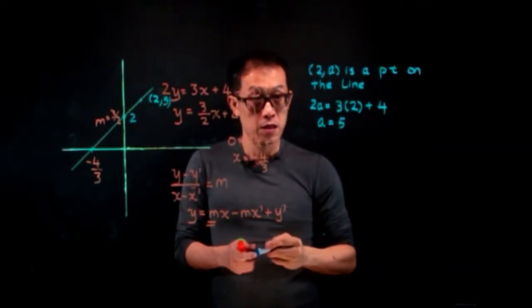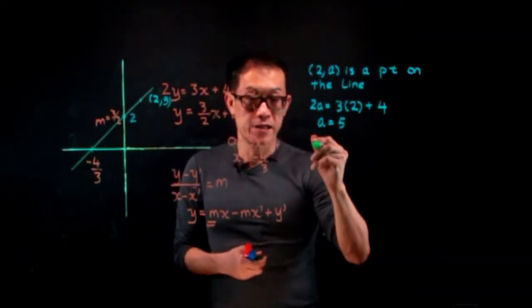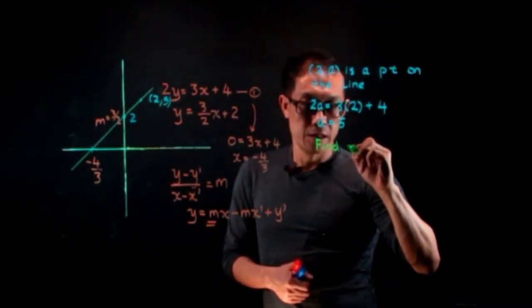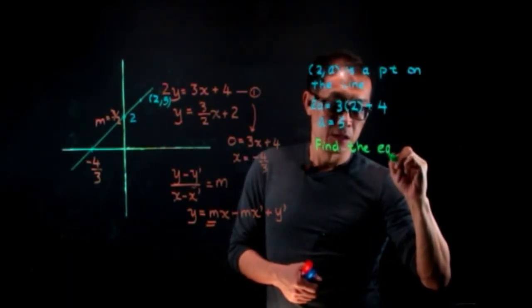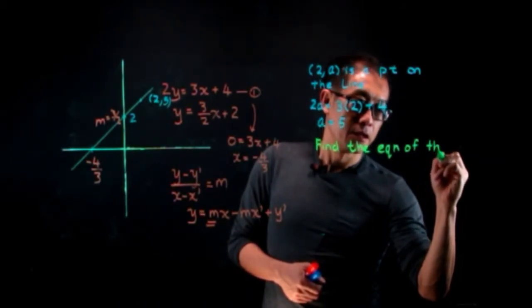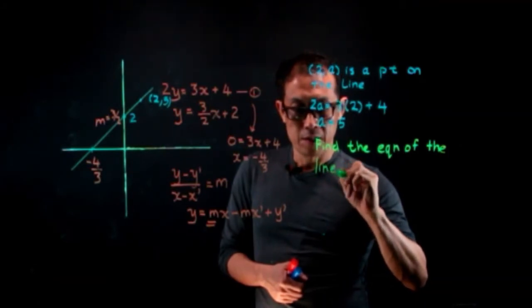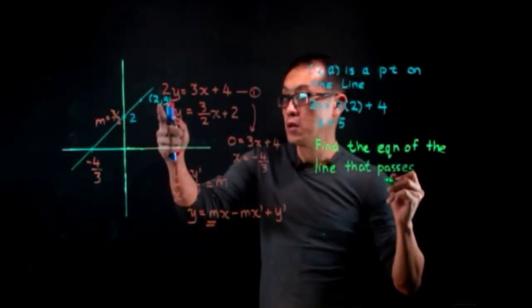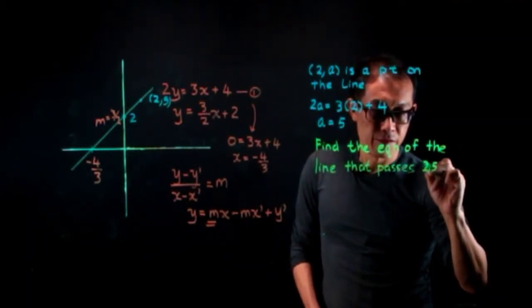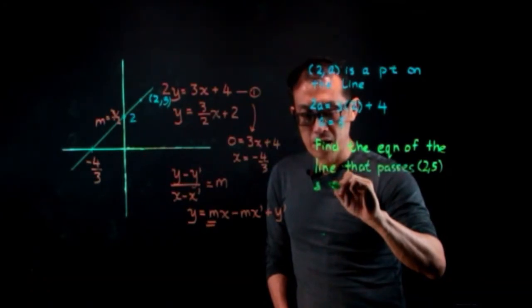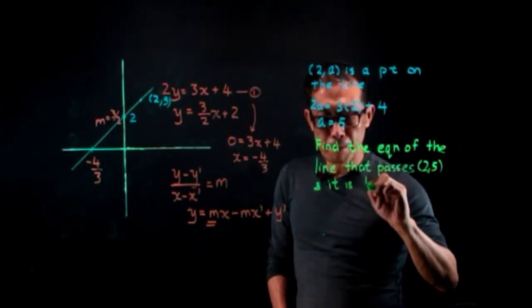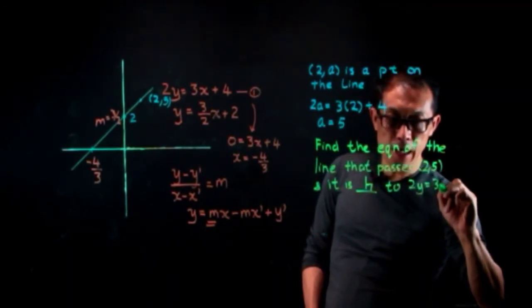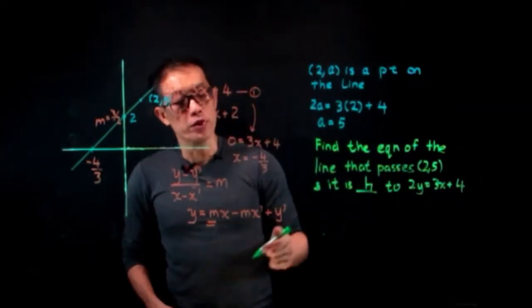Now, let's find the equation of the line that passes through (2, 5) and is perpendicular to 2y equals 3x plus 4. Now how to find the equation of this line?